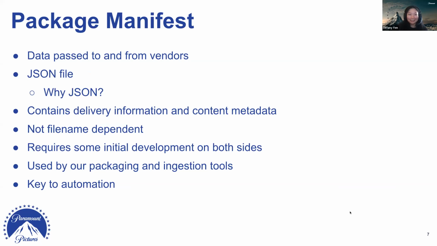Thanks, Vjoy. All right, package manifest. So the package manifest is the data that gets passed to and from vendors, and all of this is contained in a JSON file. Why do we choose JSON? JSON is pretty universally accepted, and it has a hierarchical structure, and it's also relatively human readable. So it's easy to edit with a text editor.